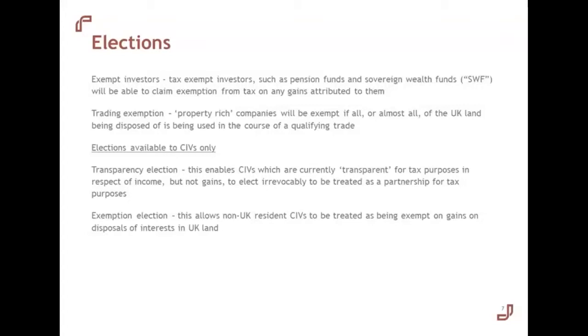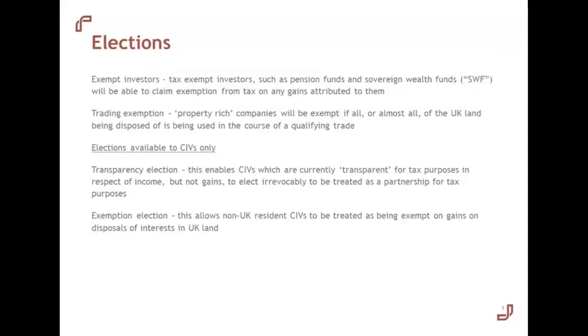I think it's also worth noting that CIV investors will not benefit from the 25% de minimis ownership exemption, which qualifies when you're holding any interest and you've got a greater than 25% holding. If you're less than that, the de minimis does not qualify for CIV investors.